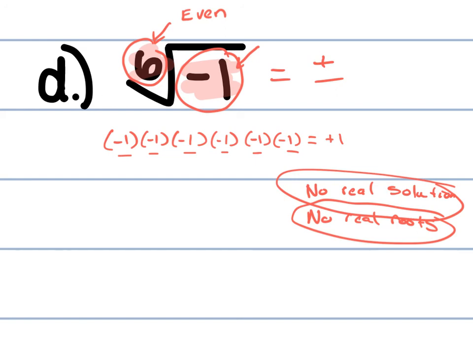Yes, ma'am? The only way it's negative is only if it's odd. Right. The only way you can have a negative number underneath there is if that is odd. Now, that's for real numbers. We're going to get to that later and how we deal with that. Well, how do we deal with that? We'll deal with that later. That's it.